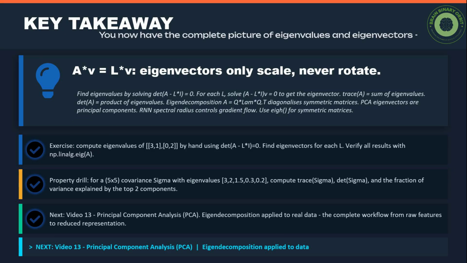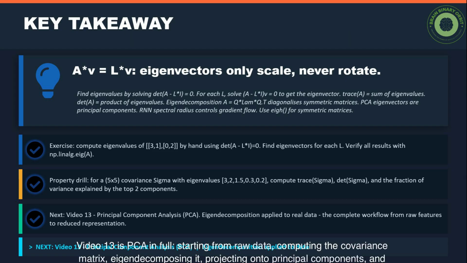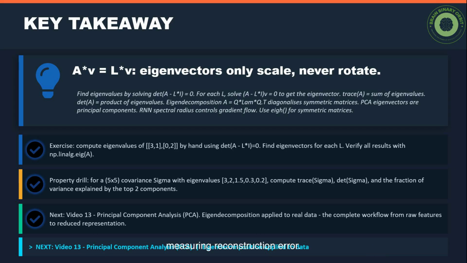You now have the complete picture of eigenvalues and eigenvectors, the equation, the geometric intuition, how to compute them by hand, and where they appear throughout AI. Video 13 is PCA in full, starting from raw data, computing the covariance matrix, eigendecomposing it, projecting onto principal components, and measuring reconstruction error. If you have ever wondered what PCA is actually doing mathematically, video 13 is the answer.